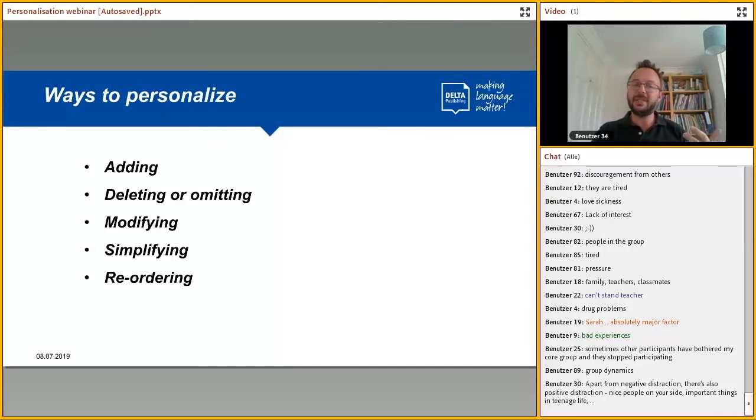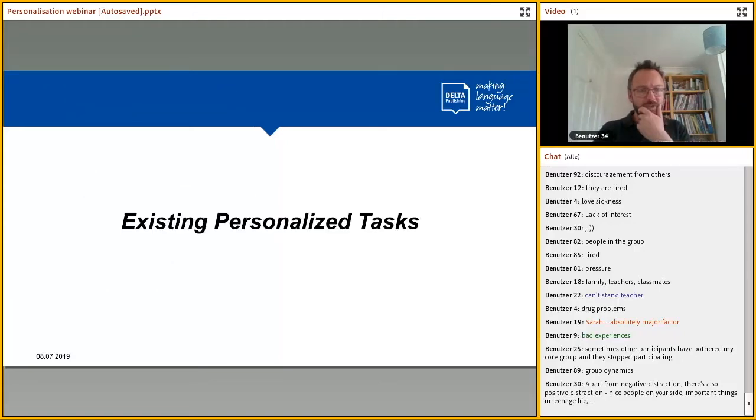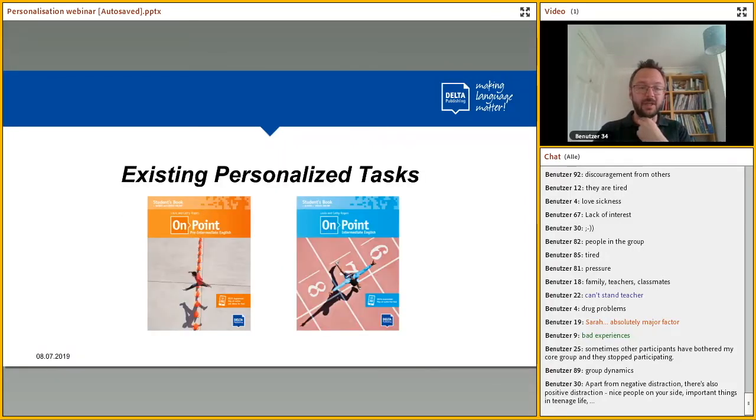You can add, you could delete or omit something, you could modify, simplify, or reorder. The first three are the ones I'm going to look at mainly here, because I think they're the easiest to adapt materials, to engage your students more, to personalize it more. So in course books themselves, there are already a number of existing personalized tasks. And the ones I'm going to look at here are from the new series I'm writing with Delta Publishing via Collect.